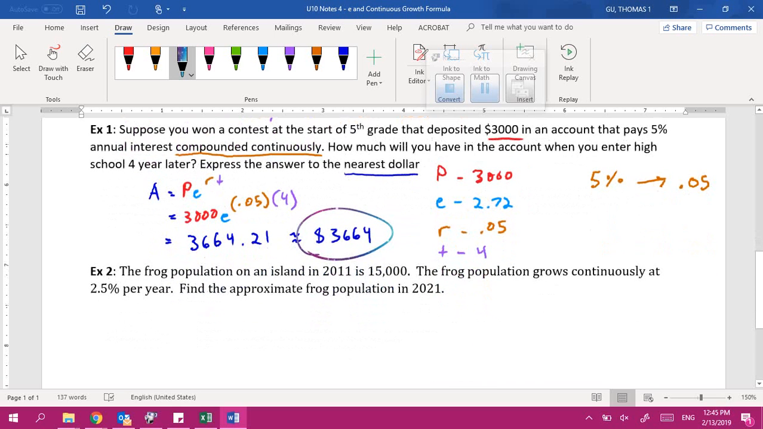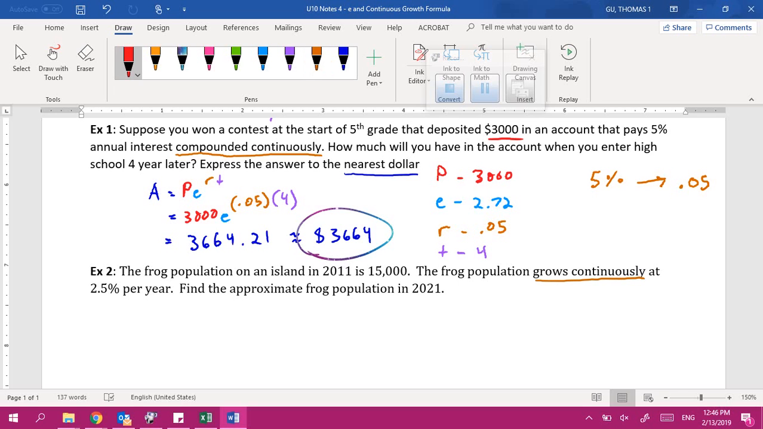All right, let's look at number 2. The frog population on an island in 2011 is 15,000. The frog population grows continuously at 2.5% per year. Find the approximate frog population in 2021. What's the keyword that lets you know to use this formula? Grows continuously. Very good.